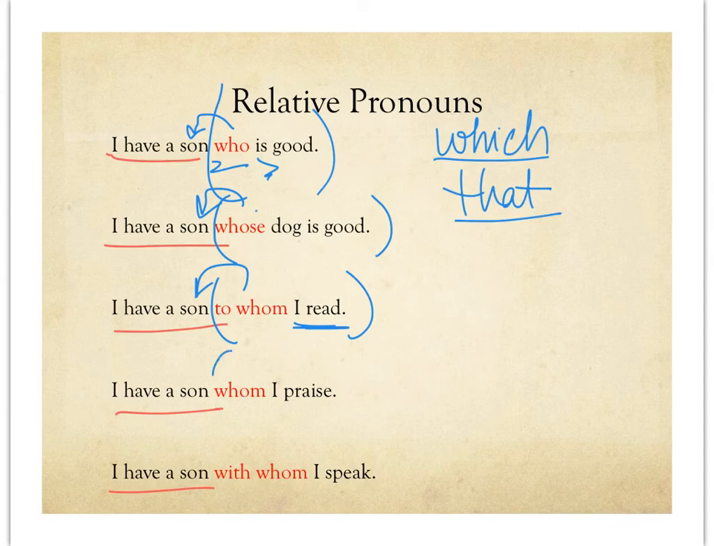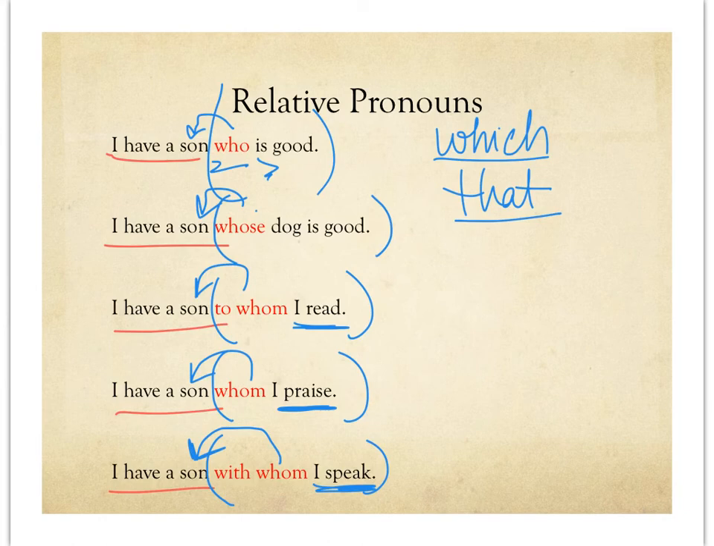I have a son whom I praise. Again, this would be our subject and verb. Whom is our direct object, but the whom still refers back to the son. Or I have a son with whom I speak. Again, I'm the one speaking, but the whom, the person to whom I am speaking, is my son. The antecedent is always the same.